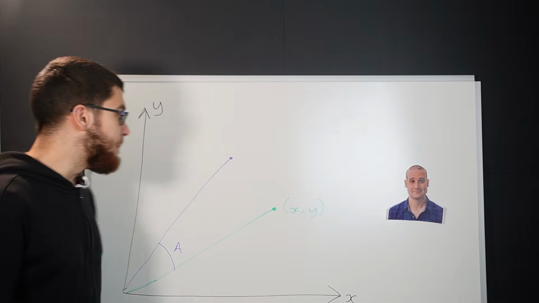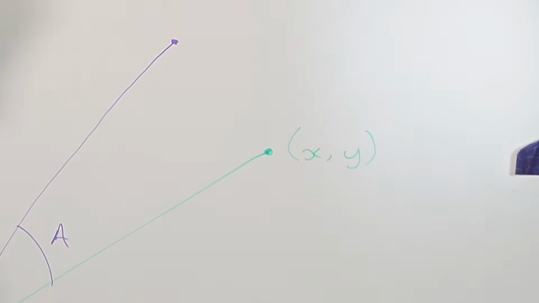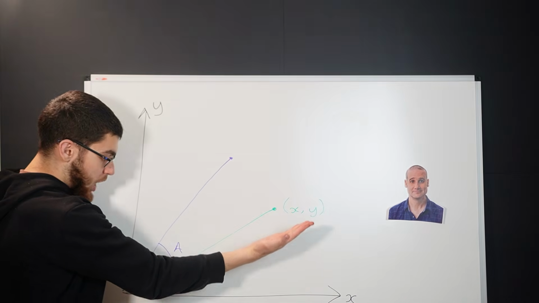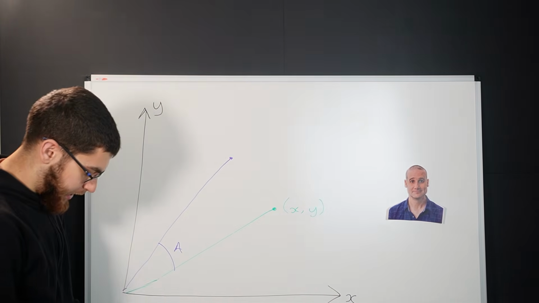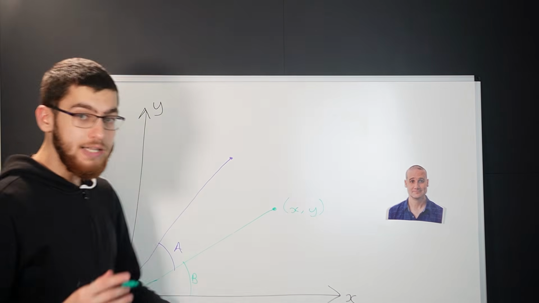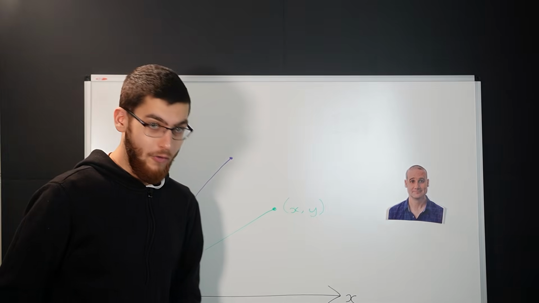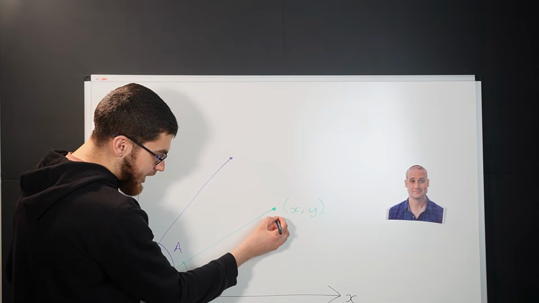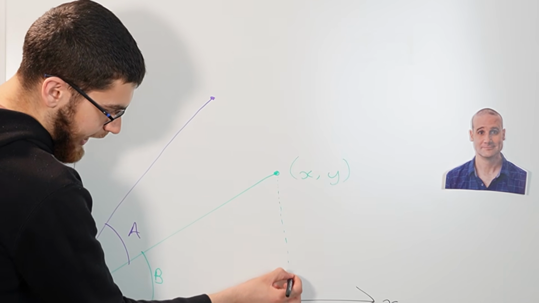Let's say you've got a point X, Y, and we want to rotate it anti-clockwise about the center by angle A. And let's call this angle here B. So you're going to need to know trigonometry for this. I know, right? How fun. Let's get into it. So I'm going to make a right angle triangle like so.